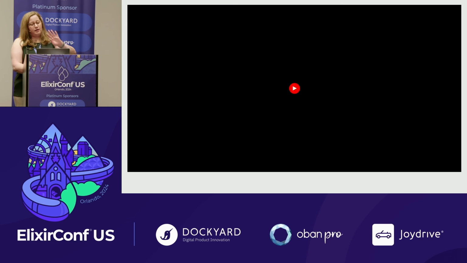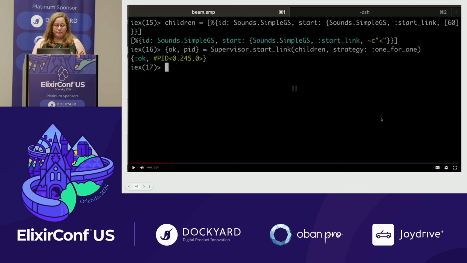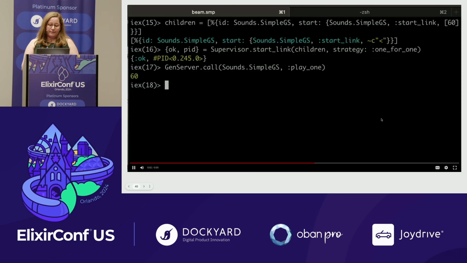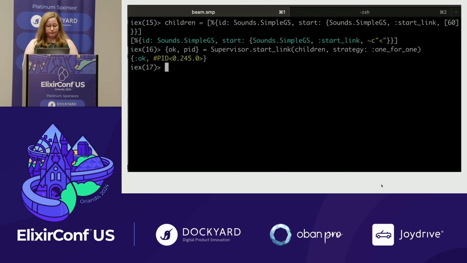Cool. So what I didn't say here, let me explain. Supervisor start link is when it's starting up the children. In this gen server, it's actually playing a note when the gen server starts, and then also when we actually call the play 1. So you see supervisor start link, the OK PID, that's when it calls the gen server, and that's when it starts up the gen server process. And then when we call the gen server, it also plays a note. So cool.